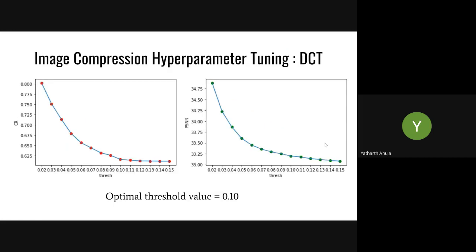In DCT, our hyperparameter value is the threshold value. Considering the graph of compression ratio, at 0.1 we obtained the last significant drop in compression ratio. Hence, there is no incentive going forward in the threshold values, and the corresponding PSNR is about 33, which is very nice, and hence these are optimal values.